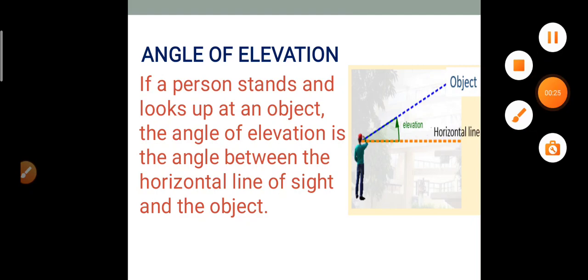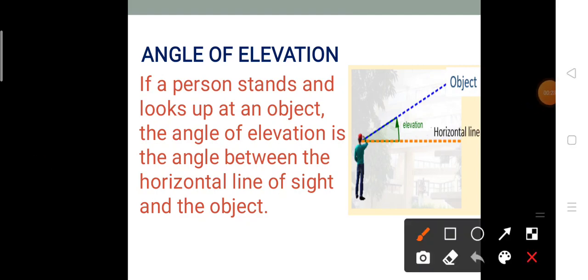So, this is our angle of elevation. It is the angle between the horizontal line and the line of sight of the person to the object. So this is the angle of elevation.